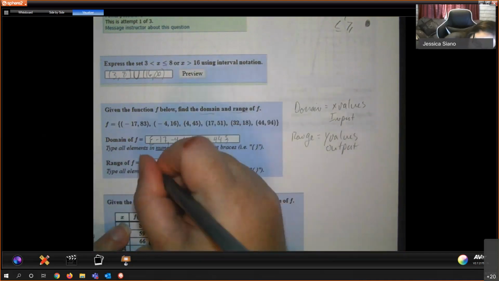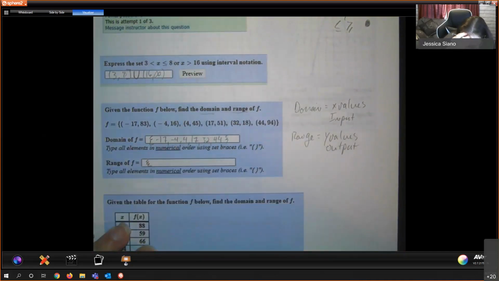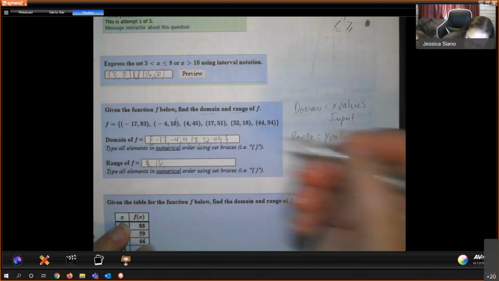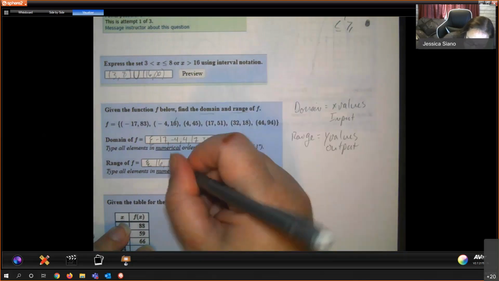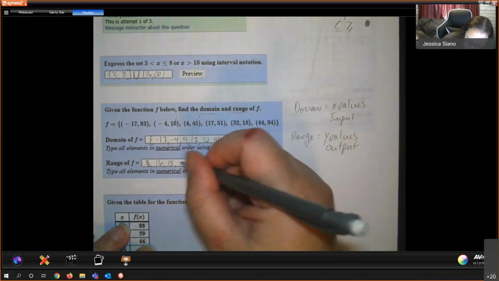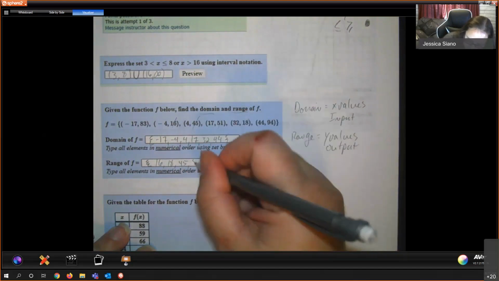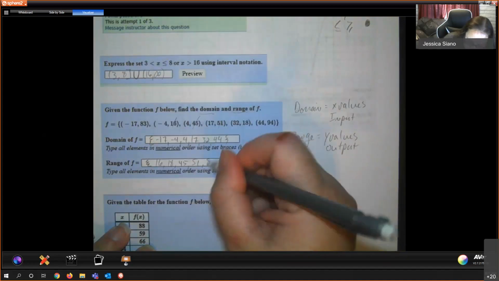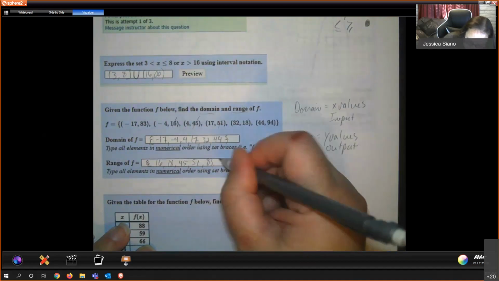So then for the range, we're going to do the y values. It looks like 16 is the smallest, and then 18, and then 45, 51, 83, 94.